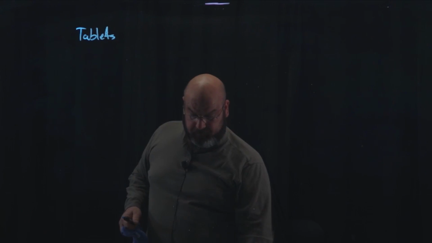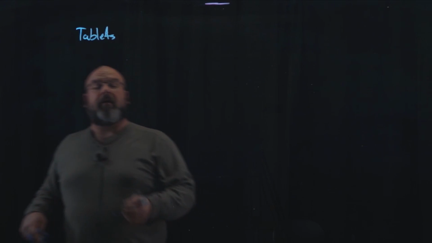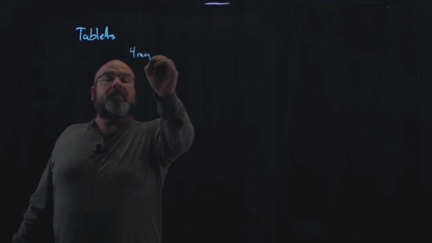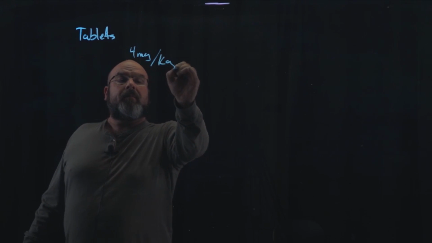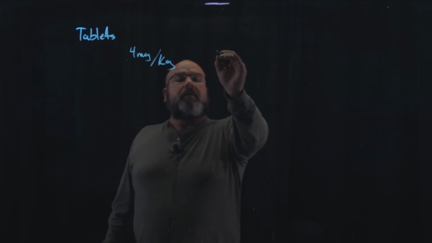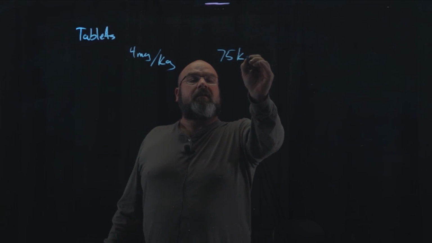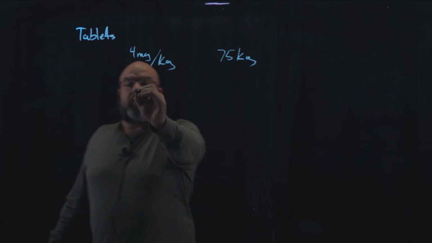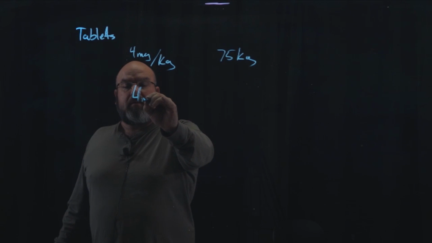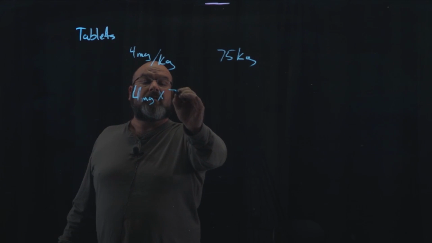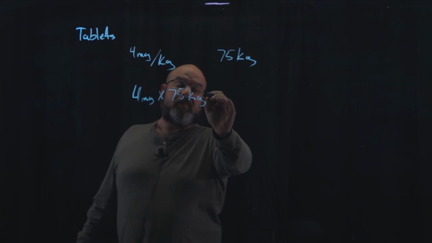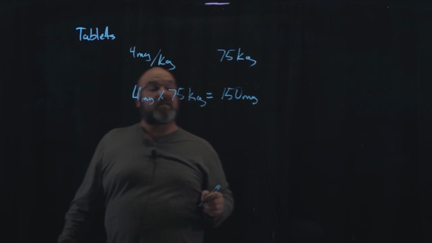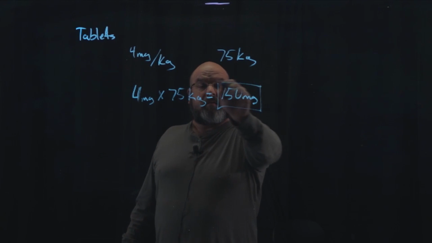easy math. So now we're going to give a weight-based dose of tablets and say that the order is for 4 milligrams per kilogram of body weight. Your patient weighs 75 kilograms. So we're going to do 4 milligrams times 75 kilograms equals 150 milligrams, because that's the dose. That's what we're after, is the dose, right?